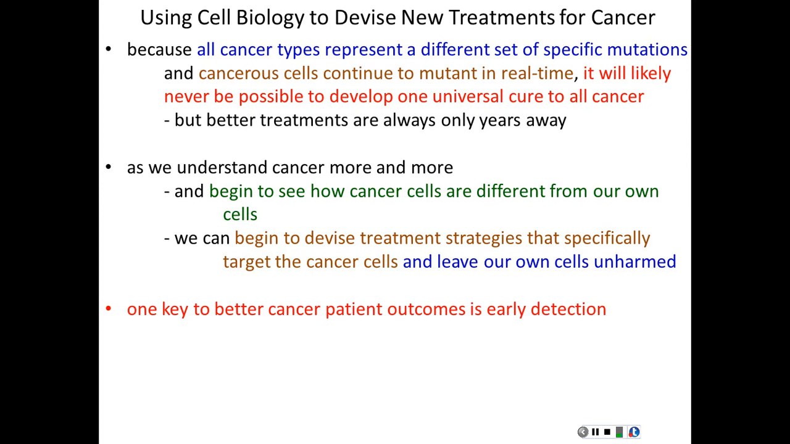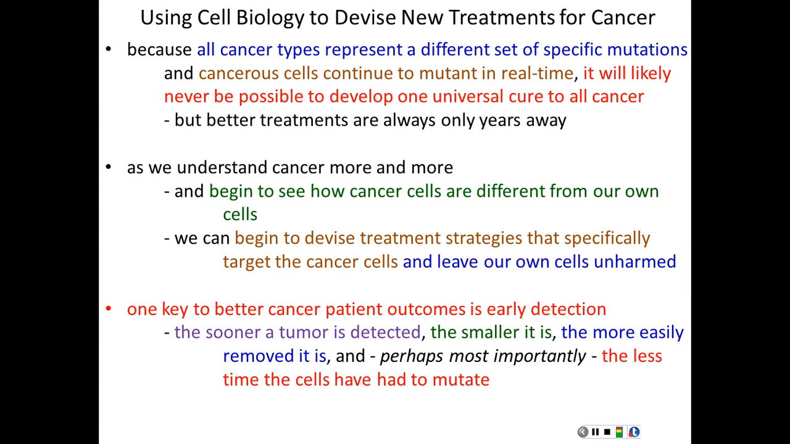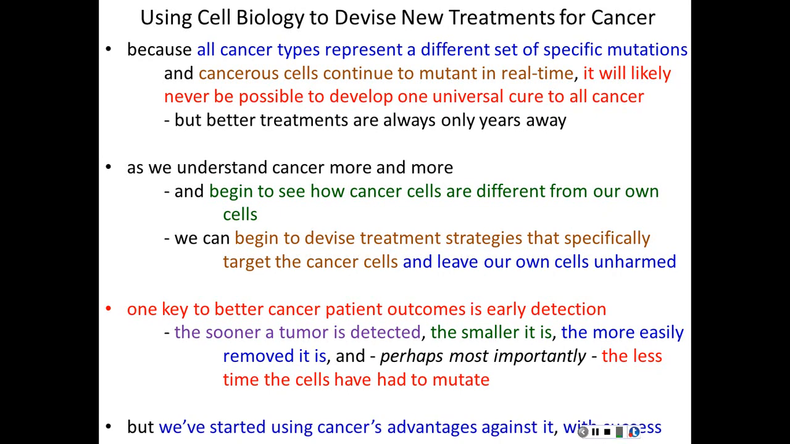One key, of course, to better cancer patient treatment is early detection. The sooner a tumor is detected, the smaller it is. We knew that, I think, already before this, the more easily removed it is. But now what we can appreciate after this lecture is the sooner a tumor is detected, the less time those tumor cells have had to mutate, the less time those tumor cells have had to get even more cancerous, to become even more asocial, to become even more selfish, and the easier they are to corral and control.